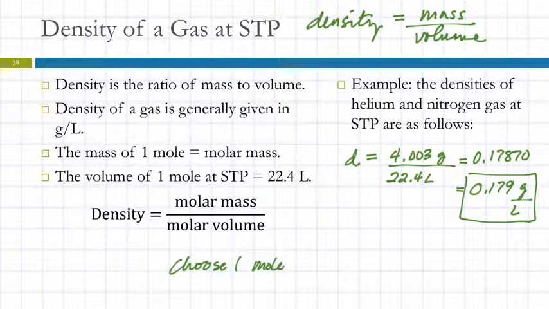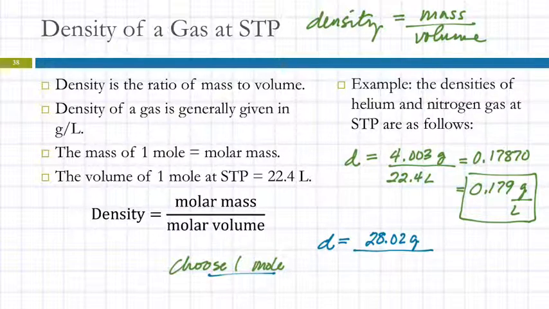Let's do nitrogen. So for nitrogen, we're also going to choose 1 mole. What's the mass of 1 mole of nitrogen? 1 mole of nitrogen atoms is 14 grams. Is nitrogen a diatomic element? Yeah, it is. So nitrogen is actually N2. So then the mass of 1 mole of molecules is 28.02 grams.